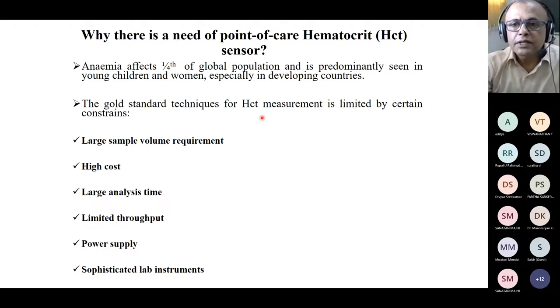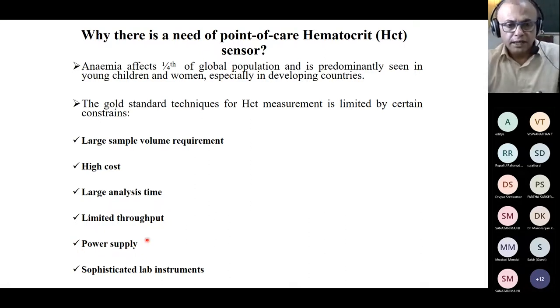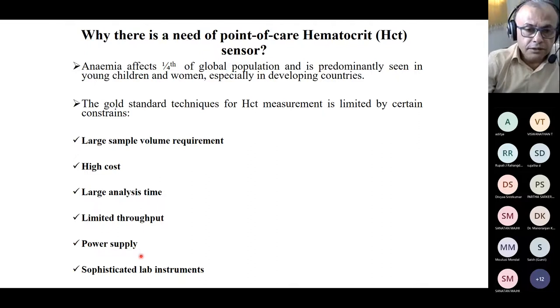Gold standard techniques for assessment are limited by certain constraints: large sample volume, high cost, large analysis time, limited throughput, and power supply requirement. It has to be done in the clinics, because the machine is bulky and a sophisticated lab instrument. So these are the limitations for which this measurement cannot be deployed in a rural segment, in resource limited places.